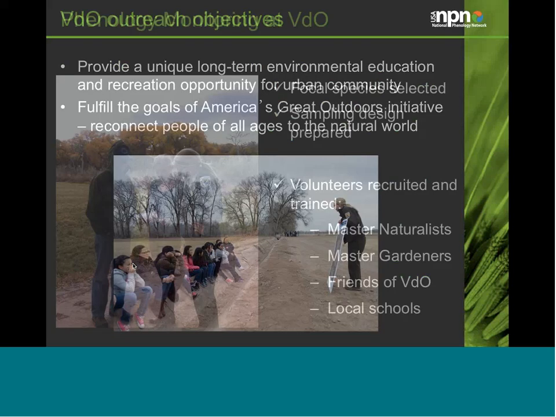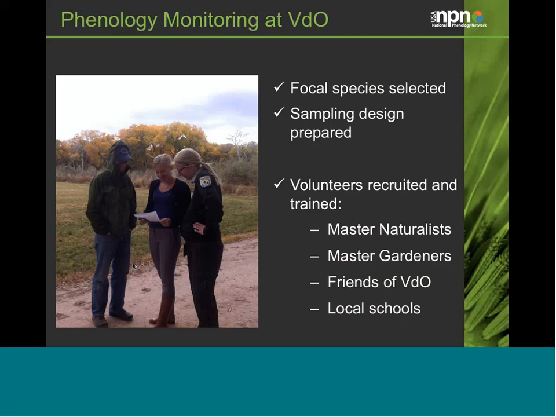So, what we did, starting last fall, in about September, October, is work with the Refuge Manager to identify a suite of focal species, prepare a sampling design, and, because there's only one Refuge staff member, train up a suite of volunteers. And these volunteers come in the form of master naturalists, master gardeners, a friends group, as well as local schools. So there's been a number of groups that have been particularly interested and are really active, engaged in the whole process. So now I'm going to show you some preliminary results of this work.